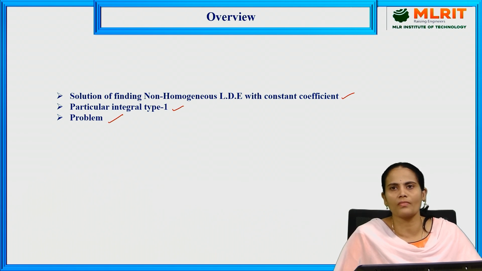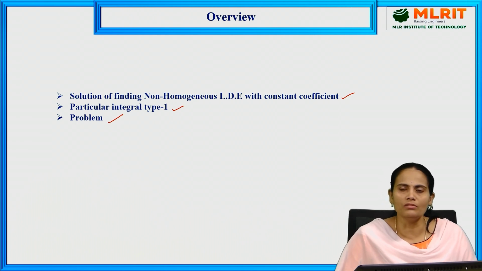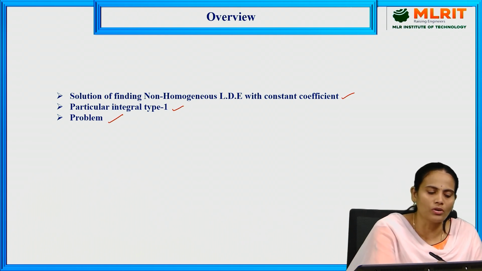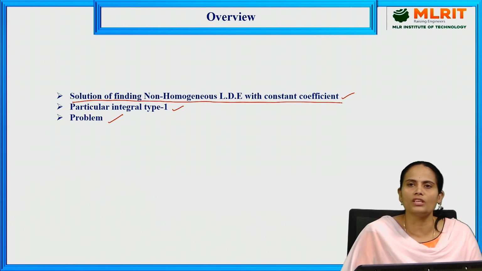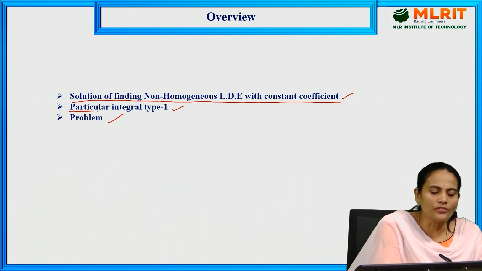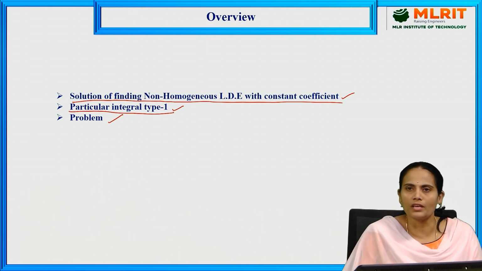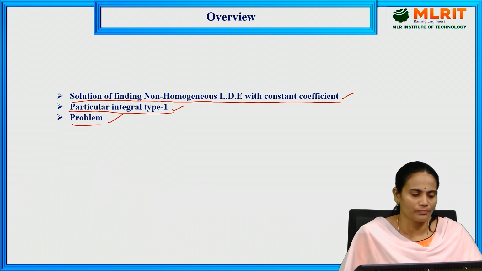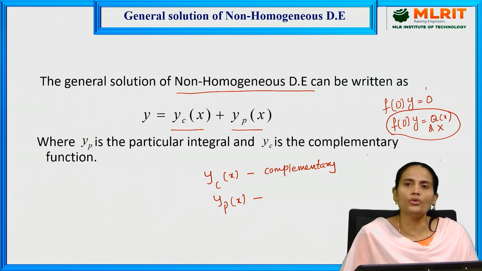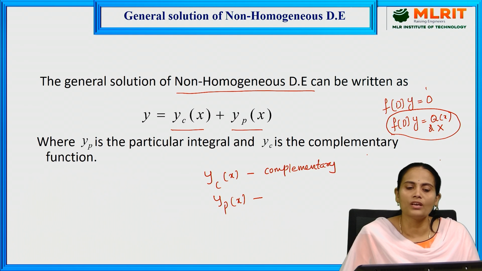In the last sessions, we have seen how to find the solution of homogeneous differential equations with constant coefficients, and also how to find the complementary function. In this session, we are going to discuss the solution of non-homogeneous linear differential equations with constant coefficients, and how to find the particular integral of type 1. We'll do problems on this type 1. Next, how to find the general solution of non-homogeneous differential equations.